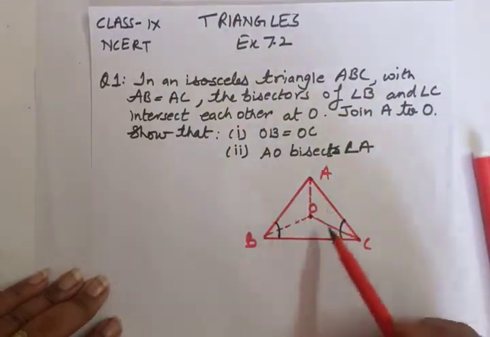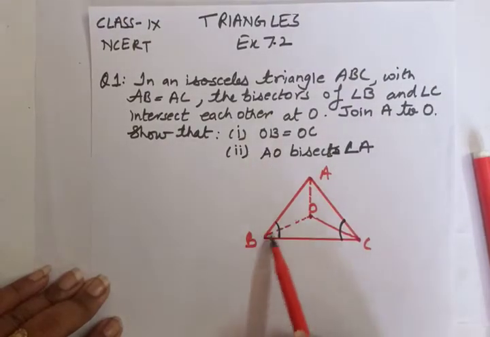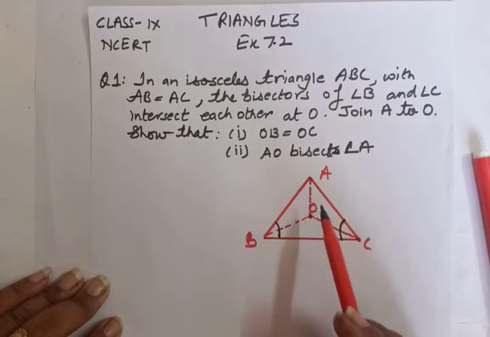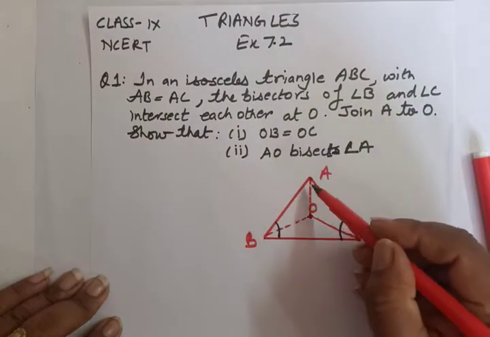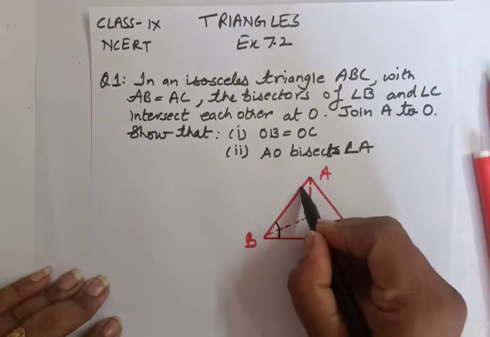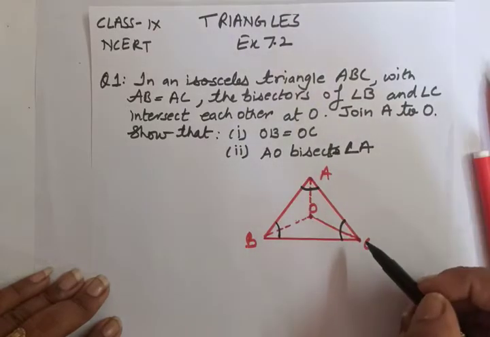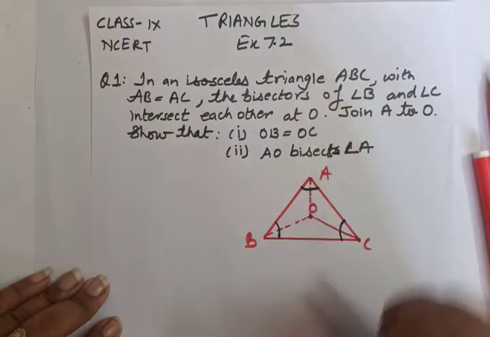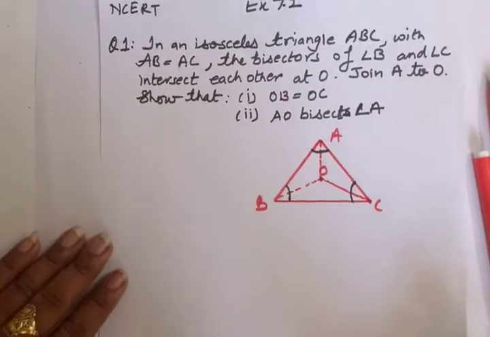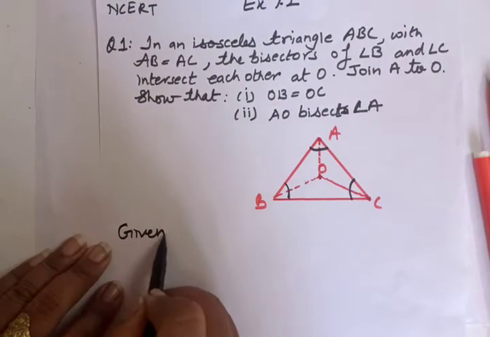Now after drawing this figure, what do we have to show? OB is equal to OC and AO bisects angle A. Means this line AO is bisecting this complete angle, that is A. Yes, we need to show angle BAO is equal to angle CAO, this one. So now what do we have to do? Very first point that I already told you, we have to write what is given.